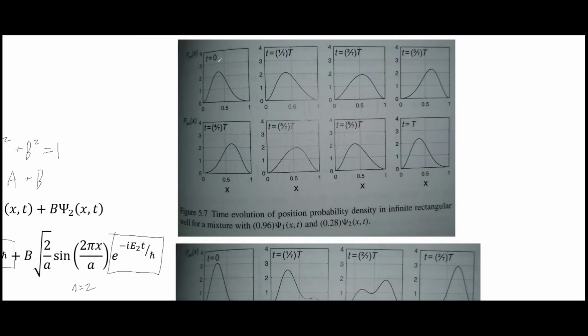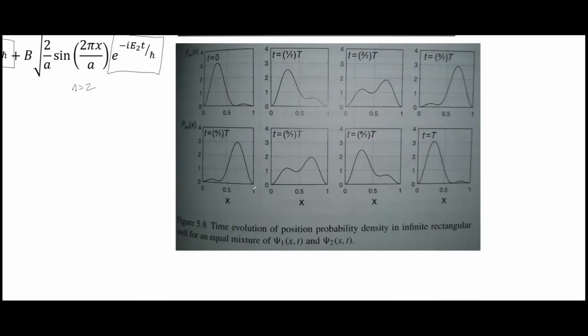So at t equals 0, we have a probability distribution that looks like this. At t equals 1/7 time, it changes a little bit like this, and at 2/7 it's like this, and you can see that this is just wiggling back and forth. That is when we have more contribution from n equals 1 than from n equals 2.